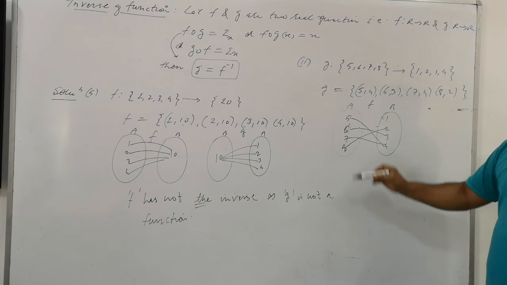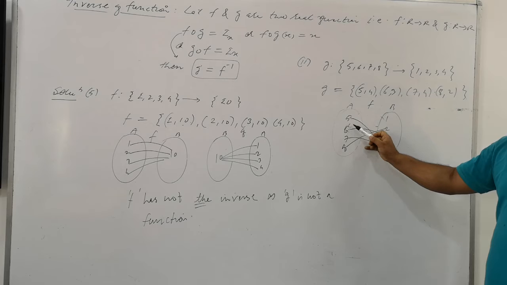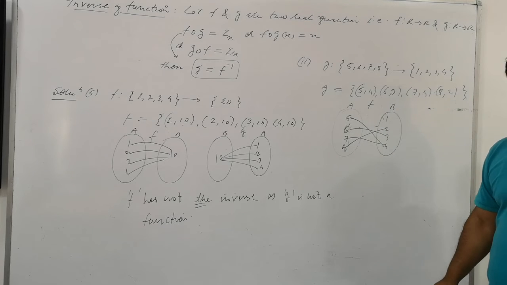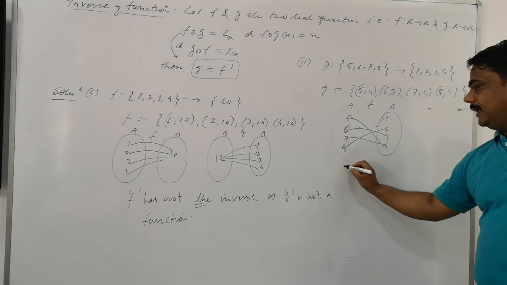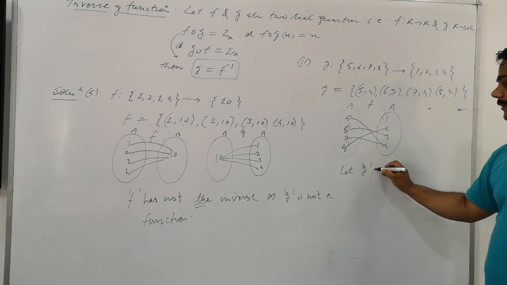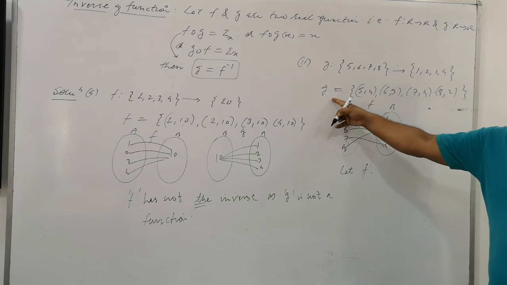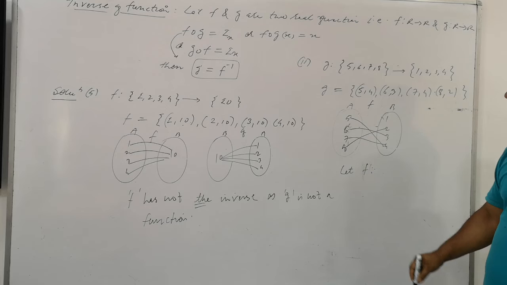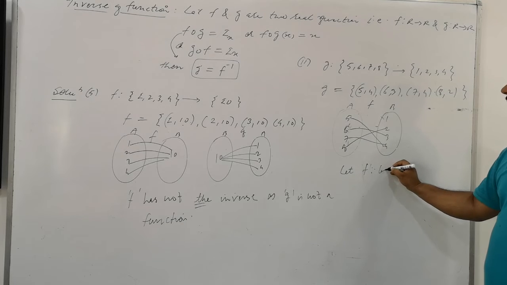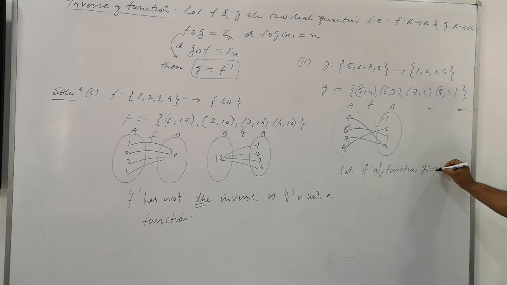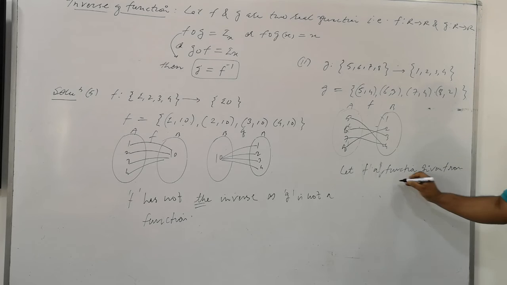Is that clear? Each member of X has one and only one image. Yes. So F is a function. Is that clear? Let us give another name here, since G has already been used. Let F be a function given from B to A.